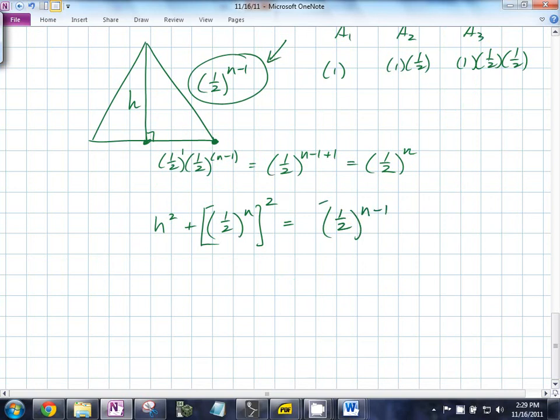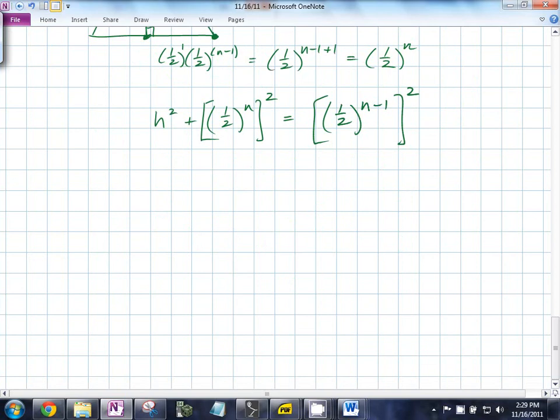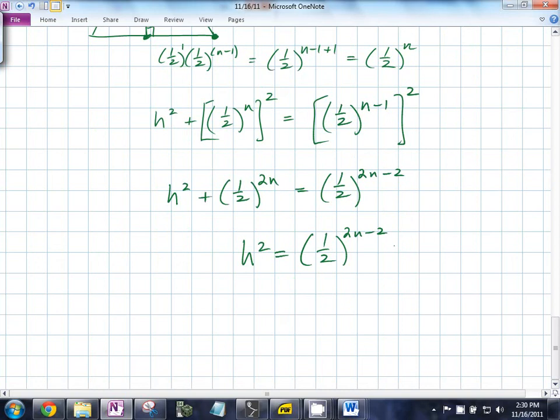What do you do with powers of powers? You multiply them. So this turns into h squared plus 1/2 to the what power? To the 2n equals 1/2 to the what power? 2n minus 2. That's correct. What are we trying to isolate at this point? Not n. You don't know how to isolate n yet. h. You're not isolating powers, we haven't done logarithms. So we have h squared is equal to 1/2 to the 2n minus 2 minus 1/2 to the what power? To the 2n. Okay, let's pause for a second here because we have to be very careful.